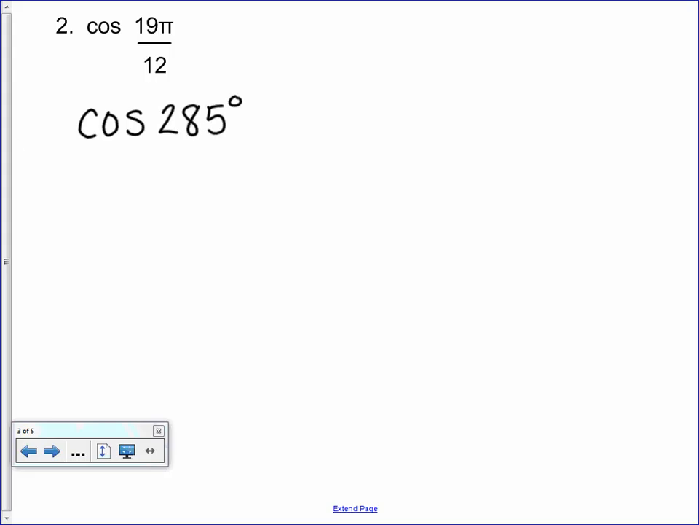Do we know what the cosine of 285 degrees is? No, it's not a popular angle. So we're going to use the half angle formula, the cosine of something divided by 2, to come up with this. Even though it's called the half angle formula, you're really going to take 285 and multiply it by 2, or double it. What's 285 times 2? 570.